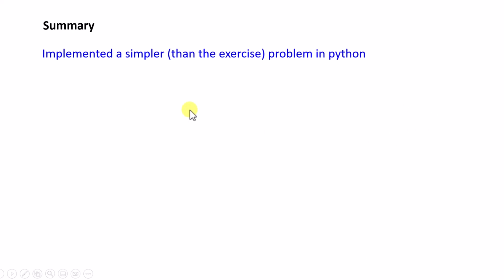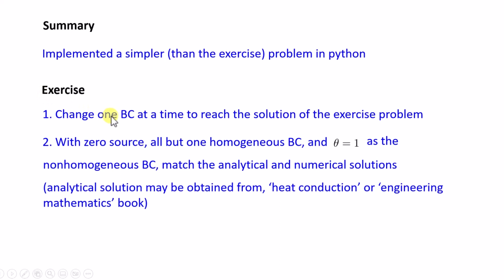So now we have implemented a simpler problem in Python. For your exercise, the goal is you change one boundary condition at a time. This one is the keyword here. Don't make too many changes. Not in one shot, one boundary at a time you change, and eventually you will reach the solution of the exercise problem. With zero source, all but one homogeneous boundary condition, and theta equals 1 at the non-homogeneous boundary condition, you should be able to match the analytical and numerical solutions.